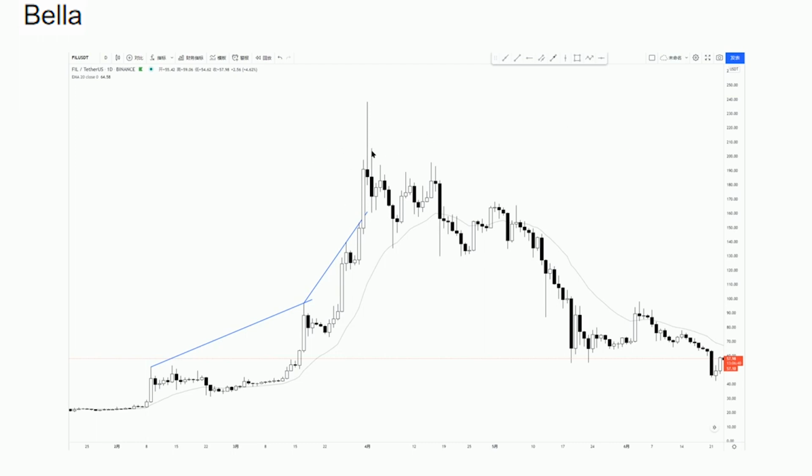I remember when it was above $200 or so, that's when the market sentiment was at its most frenzied, and there were a lot of exchange groups or communities that were buying and selling, and of course it was not surprising that these people got caught.